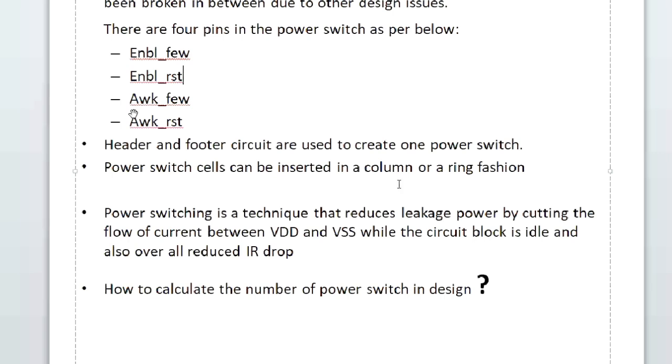How to calculate the power switches in the design: we calculate them depending upon the area. First, we see the area and the power domains, meaning how many power domains are in the design. Depending upon those two things, we decide the power switches, that is, how many power switches we are calculating in the design.